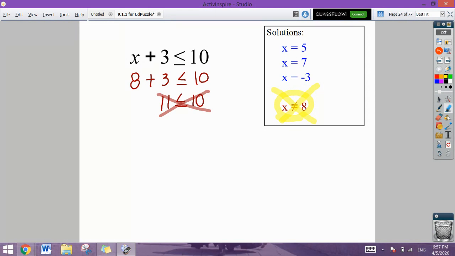So again, there's an infinite number of solutions, and I don't know what the rest of the solutions are. I guess I could just keep making up numbers like we did up here, but there's an actual way that we can solve this inequality. So let me show you how.